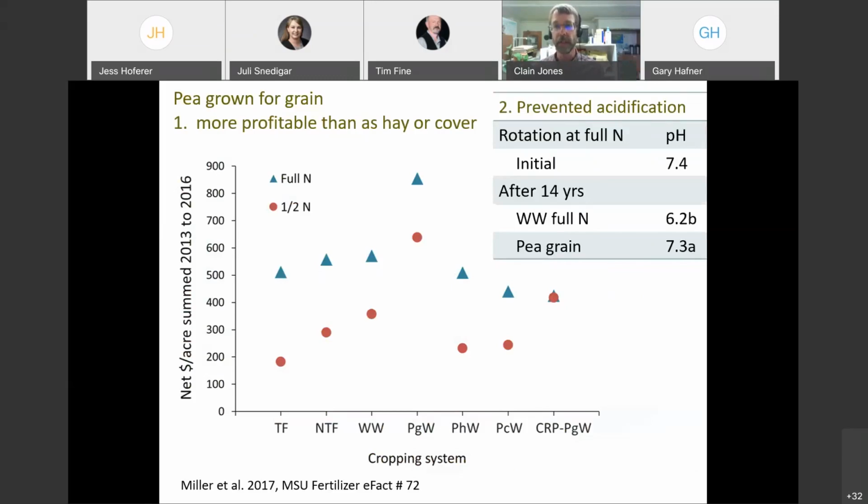Another advantage of pea grown for grain in this system is it dropped the pH less. The initial pH in this system was 7.4. The wheat on wheat that was applied with a full nitrogen rate dropped the pH to 6.2, as I showed in a previous graph, but the pea grain followed by wheat actually kept the pH up pretty high. And we had increased soil organic matter in that pea grain followed by wheat system.